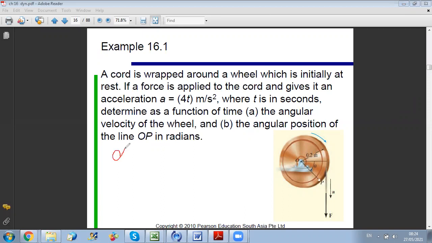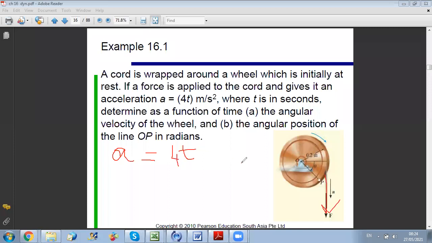So here they gave us the linear acceleration A. A is the linear acceleration of the cord, and it's equal to 4t. How can we move from the linear acceleration to the angular acceleration? A equals alpha r.